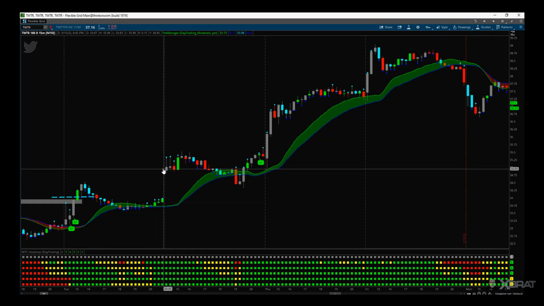It gaps up the next day. Fantastic. We then pull back on lower than average volume. We get one higher than average volume down candle. That's what we call a one candle wonder. If we get a follow through on that, we're going to get out, but we don't.